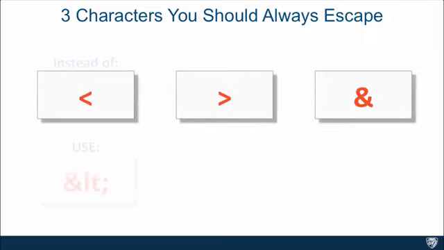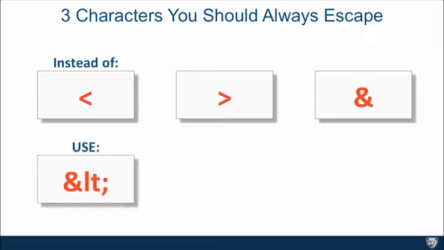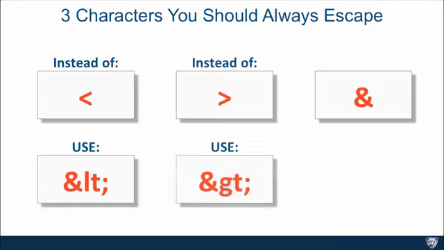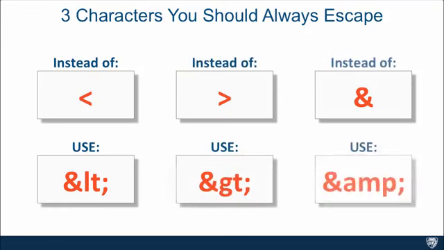Instead of using the less than character, you should use the HTML entity, which starts with ampersand and then is followed by LT semicolon. So if you put in your HTML ampersand LT semicolon, the browser will interpret this as a less than character. And similarly, for the greater than character, it's ampersand GT semicolon. And for the ampersand, it is ampersand AMP semicolon.